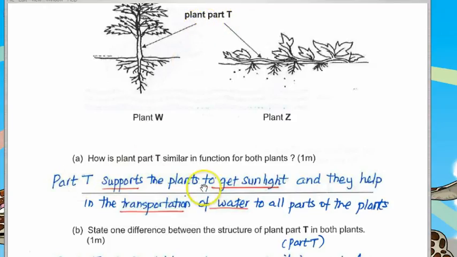Part T supports the plant to get sunlight, and they help in transportation of water to all parts of the plant. Okay. Now, if you look very carefully, there are two functions stated here. First, it supports the plant to get sunlight. The stems will somehow direct and grow the plant in such a way to get sunlight. And the second function, you either state one of them, will help in transportation of water to all parts of the plant.